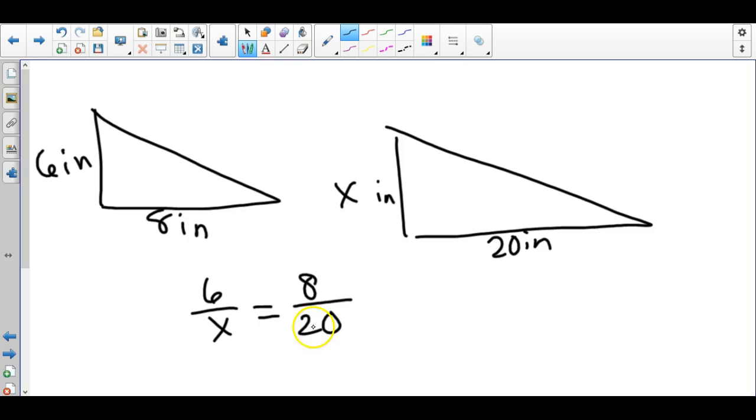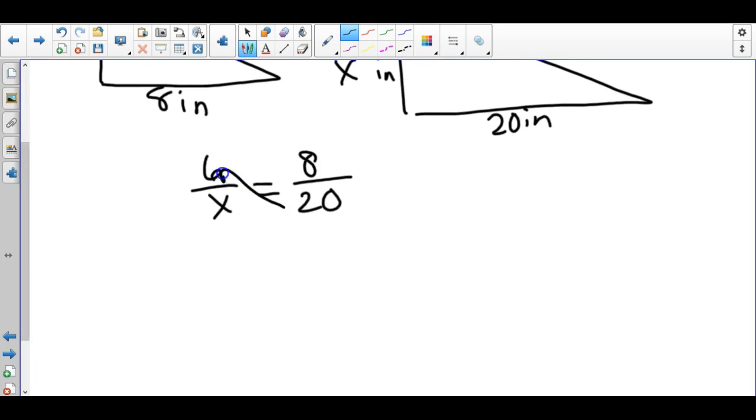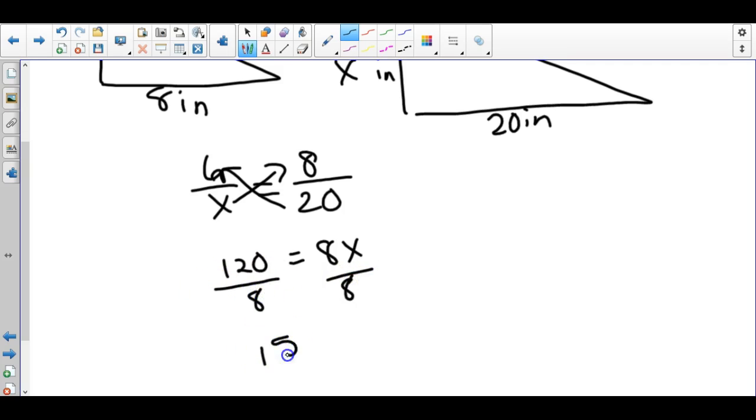So it doesn't matter what order you put these in, they do have to be matching. They have to be corresponding to put them together. Corresponding in the fraction and corresponding top to top, bottom to bottom. 6 to x were corresponding sides, and 6 to 8 were on the same triangle. Once you've set up the proportion though, now you can just cross multiply to solve. 20 times 6 is 120. X times 8 is 8x. We do our opposite and divide both sides by 8. So x equals 15. That means that left side up here was 15 inches.